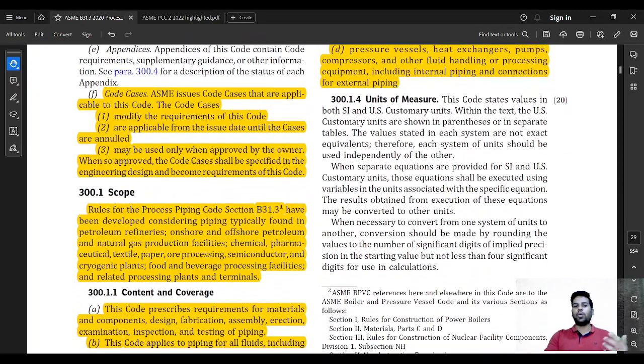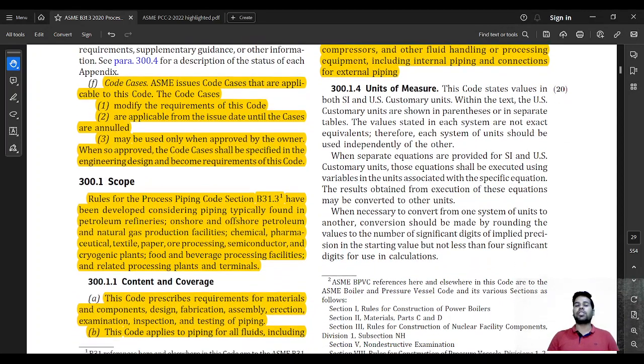Next is code cases. So code cases are basically some modifications or interpretations that are not part of the code, but they are a supplement to the code. They can be considered as the code requirement because a committee ruled over them, and based on the specific interpretation it can be used. ASME issues code cases that are applicable to this code. The code cases modify the requirements of this code, are applicable from the issue date until the cases are annulled, and may be used only when approved by the owner. When so approved, the code cases shall be specified in the engineering design and become the requirements of this code.